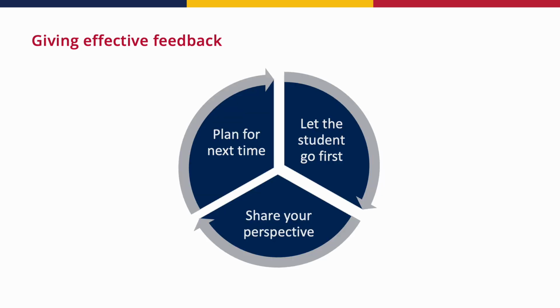In terms of giving feedback, it's fine to let the student go first. Ask them what they think things went like. How do they think their performance was? They often know themselves. Then you can share your perspective next, and then together make a plan for next time. And so that's an effective way to have a feedback loop that allows the students to really self-reflect on their own performance.